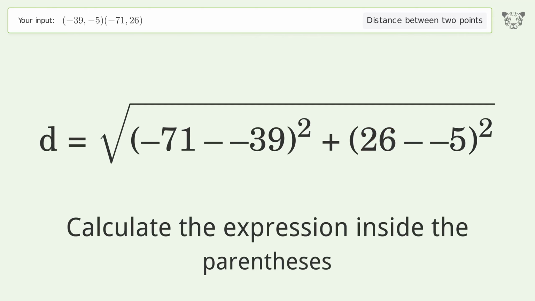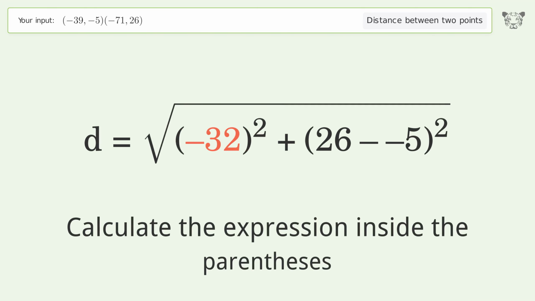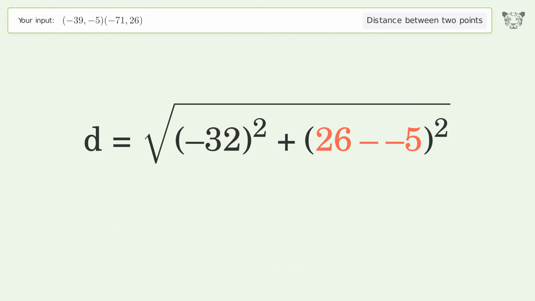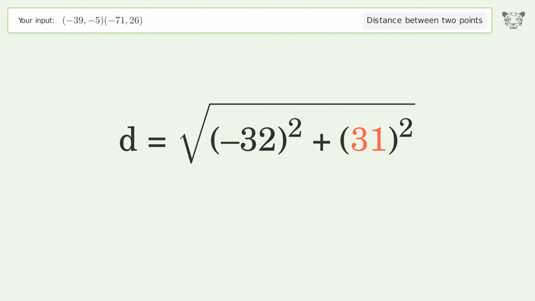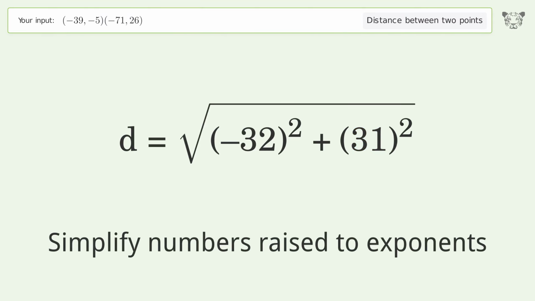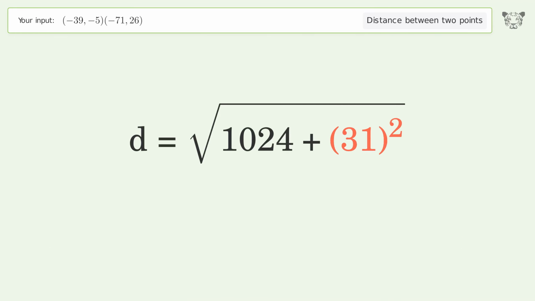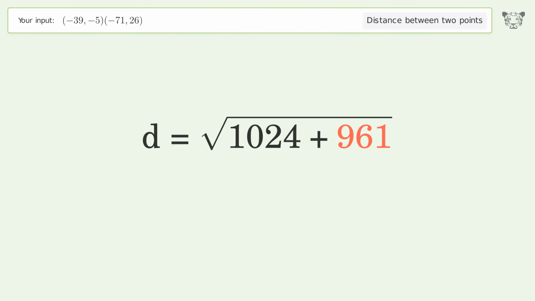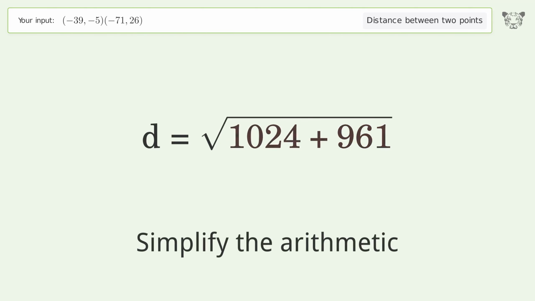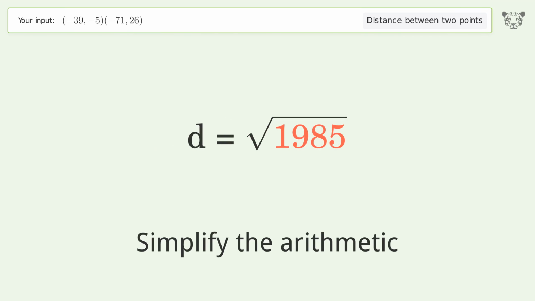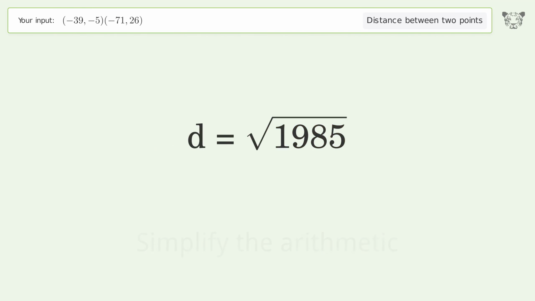Calculate the expression inside the parentheses. Simplify numbers raised to exponents. Simplify the arithmetic. And so the distance between the 2 points is the square root of 1985, or 44.553.